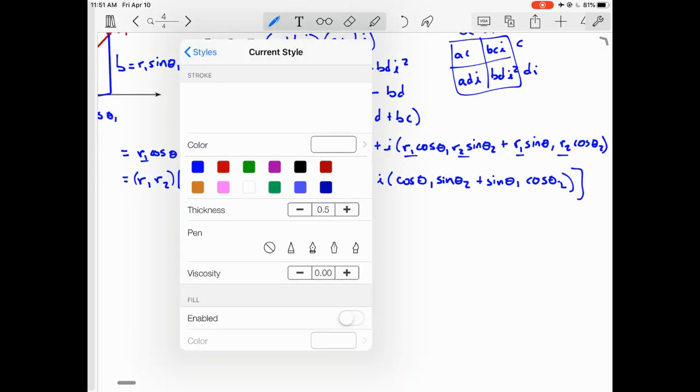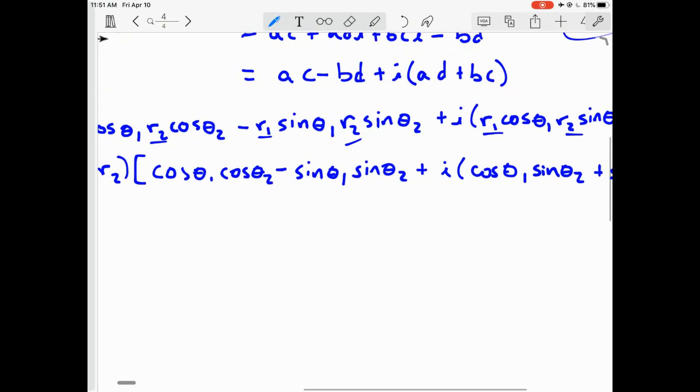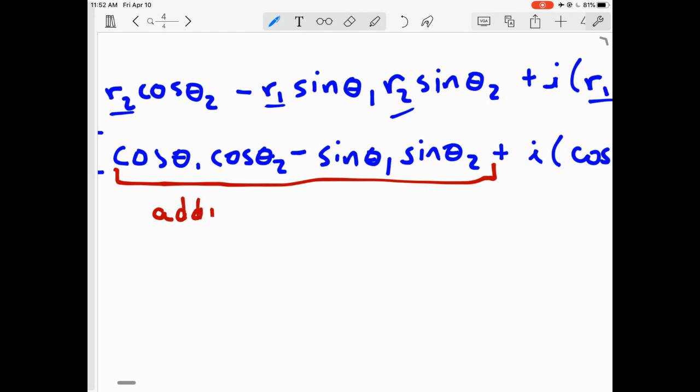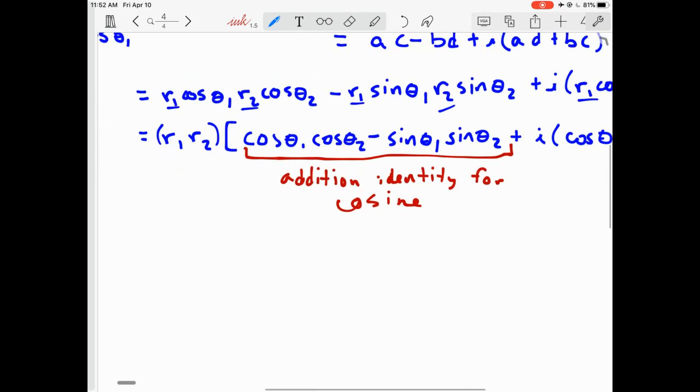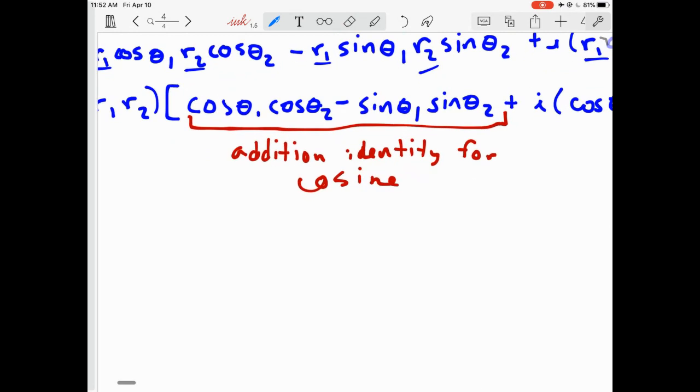All right, so now this rewinds us to something we learned about previously. This right here, cosine theta 1 cosine theta 2 minus sine theta 1 sine theta 2. This is the addition identity. Or sorry, not addition, subtraction identity. So we're subtracting. Wait, yeah, it is the addition identity. I'm sorry. It's the addition identity for cosine. Therefore, we can replace that whole thing there with cosine of theta 1 plus theta 2.